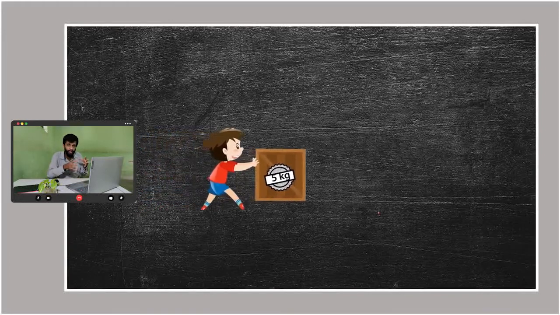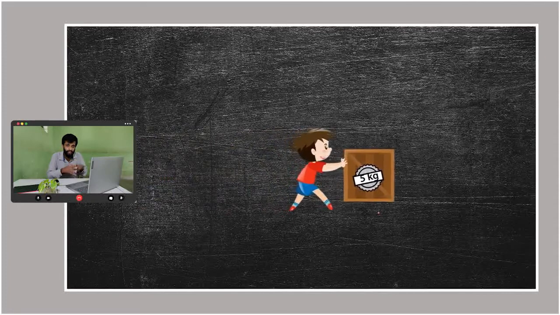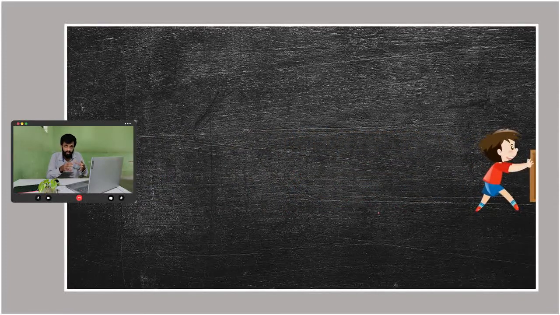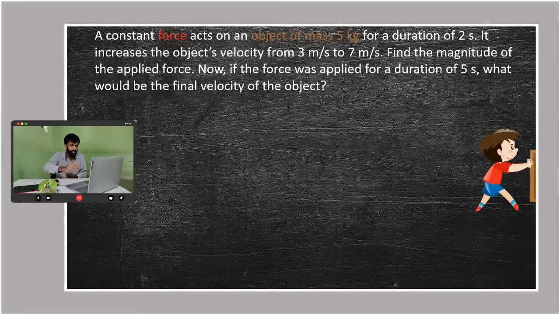Again, you can remember there's a boy trying to push a 5 kg box. He's moving it for a few seconds, and then he moves it a little more, and it moves a little faster. So, a constant force acts on an object. It's a question for you to solve, okay?